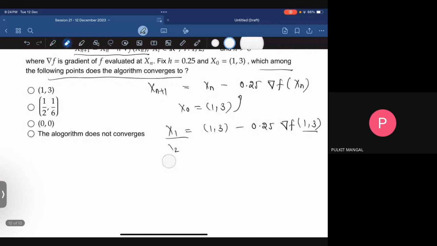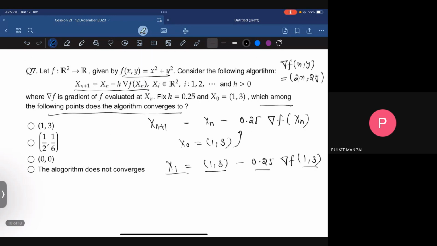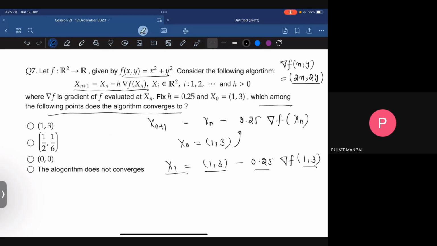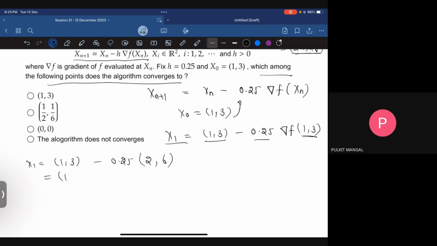So for that, first calculate x1. Here x1 is 1 comma 3 minus 0.25 times gradient of f at the point 1 comma 3. Gradient of f we got is 2x comma 2y. So x1 is 1 comma 3 minus 0.25 times, if you put x equal to 1 and y equal to 3 in this, you will get 2 comma 6.